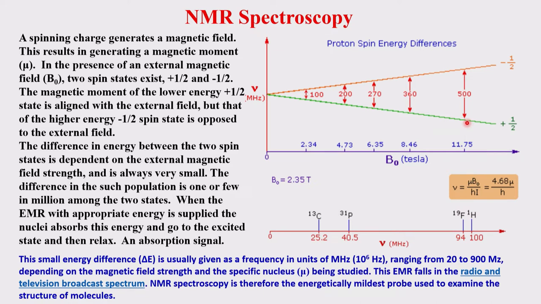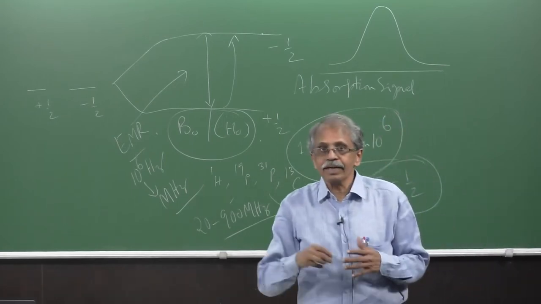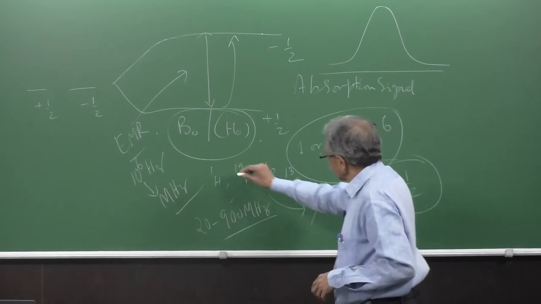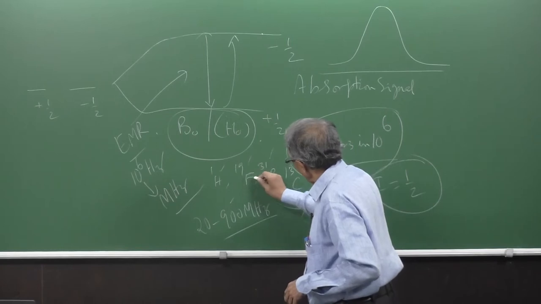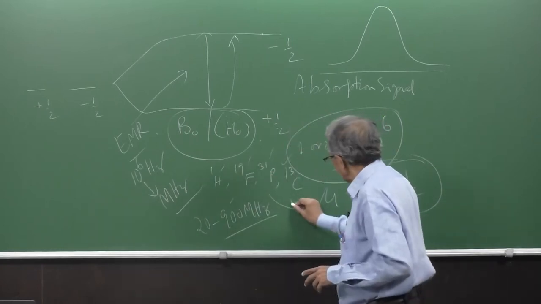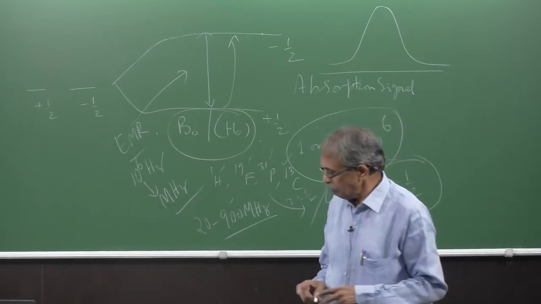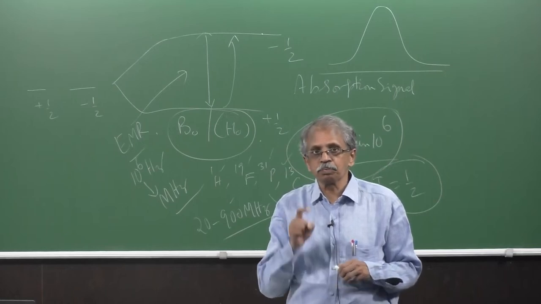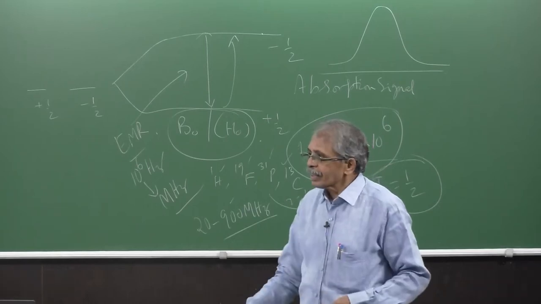I also told you a while ago, this frequency of absorption would not be the same for all nuclei, even if their I value is half. Not that all I half will absorb the same. These are all nuclei, hydrogen 1H, 19F, 31P, 13C, all of these have I equal to half, but it does not mean that they all absorb the same. So it is not just dependent upon the nuclear spin, but it does depend upon the nuclear magnetic moment. That is the mu value.